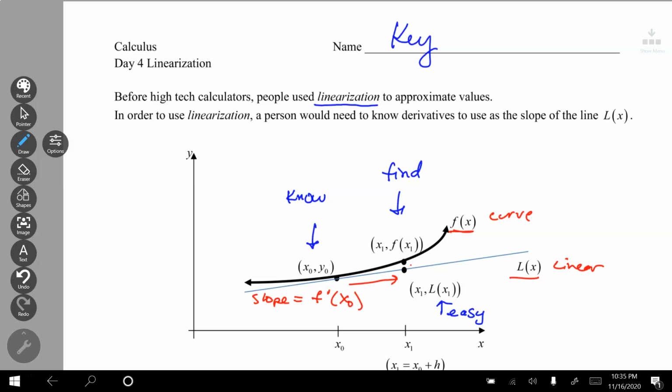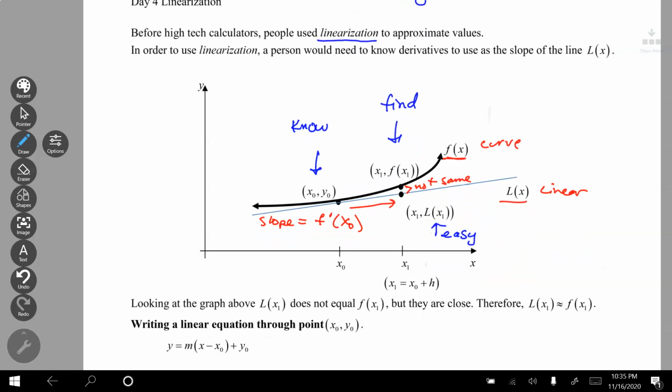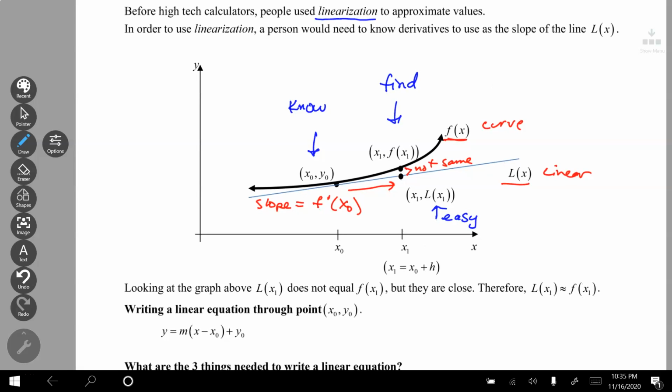And even though it's not the same, they are very close. L sub x is called the linearization. It's not the same as the function itself, but they are close. So they say it's approximately equal to each other. And that's what they worked on.